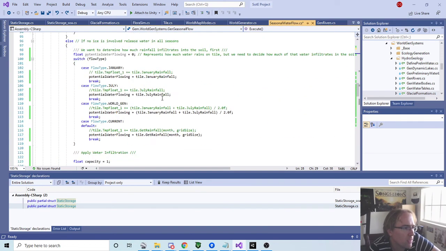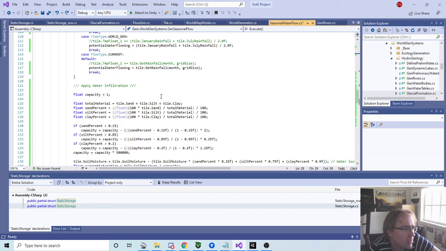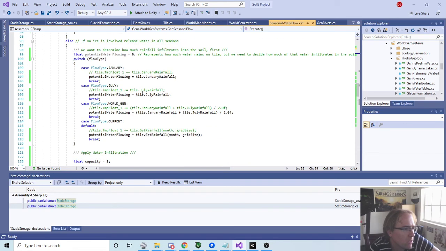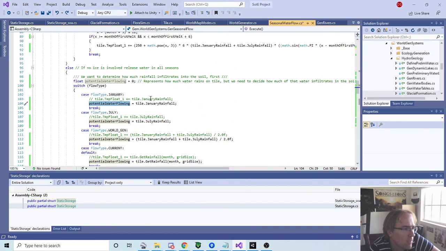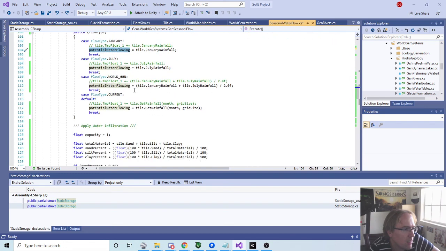This is annoying. I don't know how to do this easily. So, potential water flowing. Right, and I don't want to.